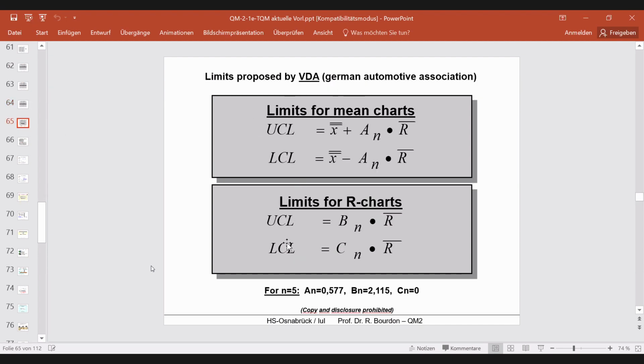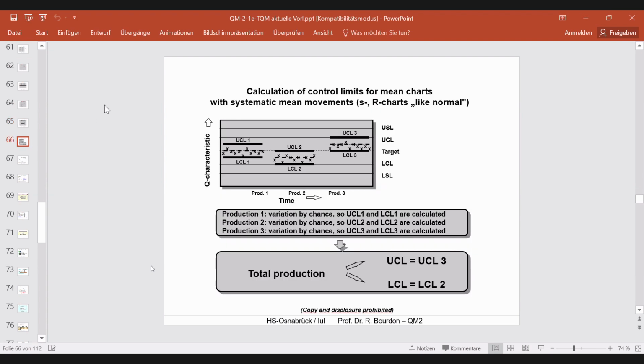This is another example, what you see here on the sheet. This is by the VDA. VDA is the German Automotive Association. And so every big company has special equations and special factors here for calculating control limits and warning limits. It's not all the same.